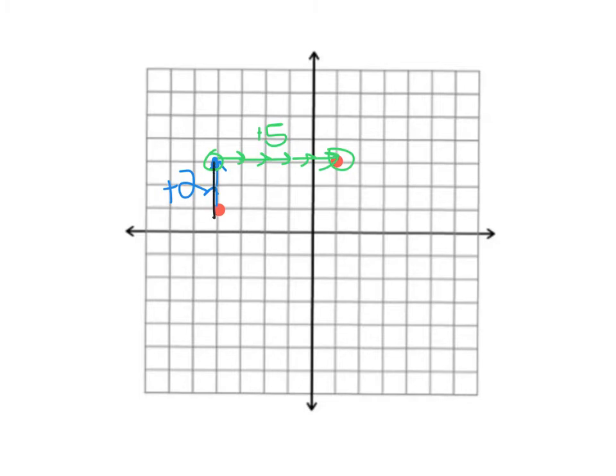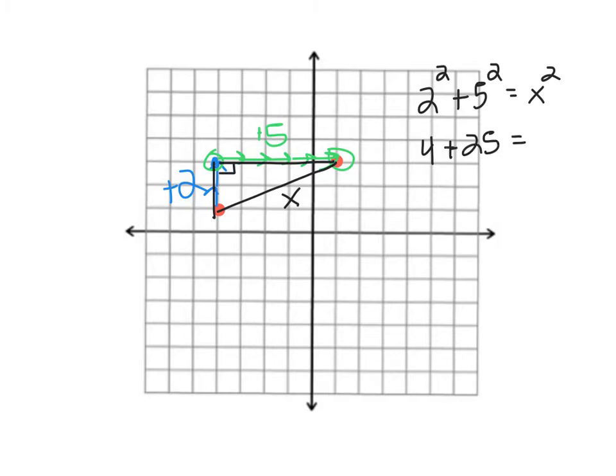So here's my right triangle. Beautiful work there, guys. Right triangle. And I've got 2 legs, a 2 and a 5. So my missing side is a hypotenuse, and it's worth x. And I've got 2 to the power of 2 plus 5 to the power of 2 equals x to the power of 2. Let's see, 2 times 2 is 4. 5 to the power of 2 is 25, and that equals x to the power of 2. 4 plus 25 is 29, equals x to the power of 2.